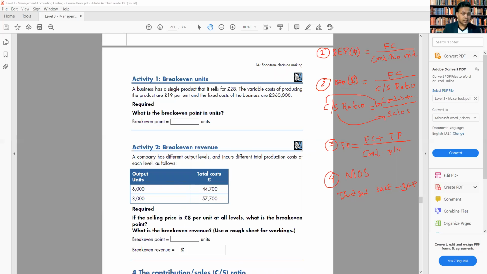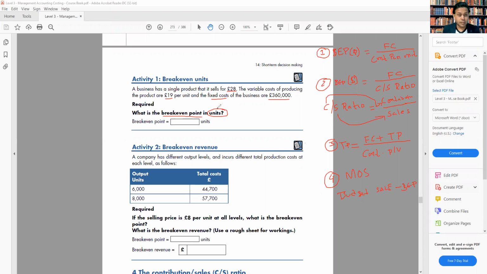The first activity we have is called break-even units. So let's try that one. In this question, the business has a single product that it sells for 28 pounds. The variable cost of production is 19, and the fixed cost of the business is 360,000. They're asking what is the break-even point in units.